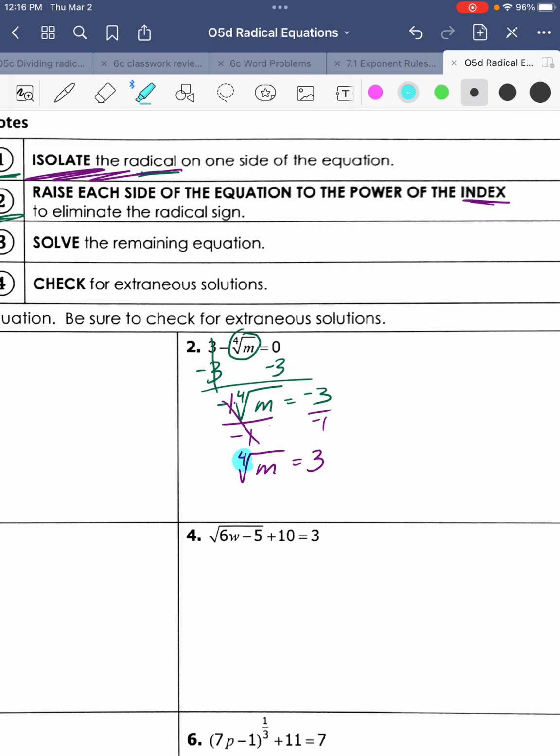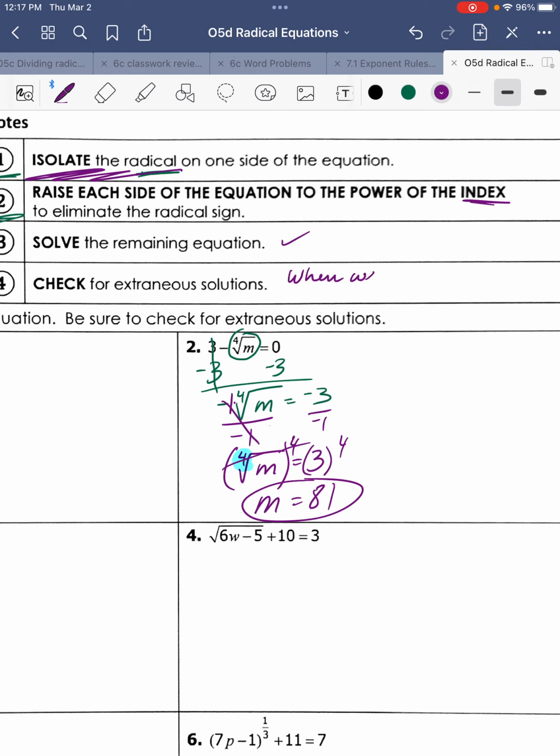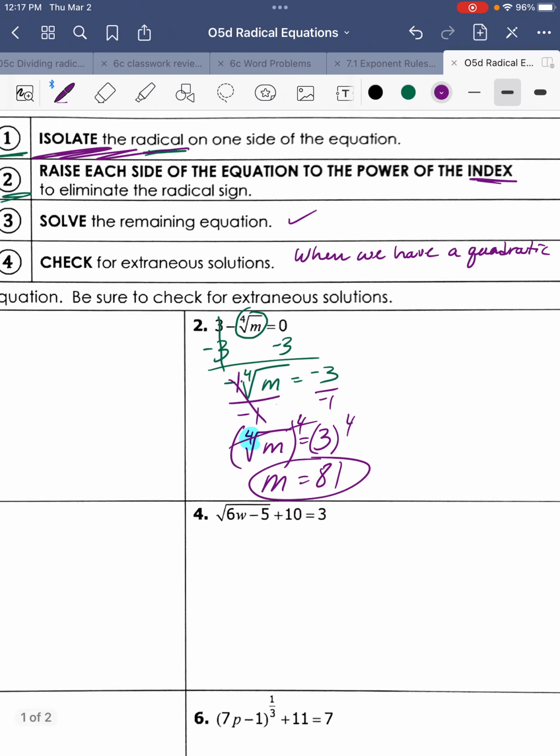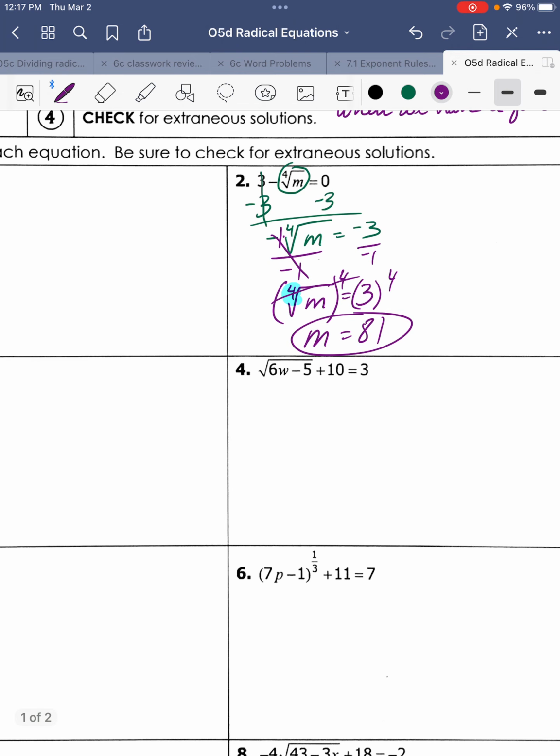The index is the root. It's a fourth root. So we're going to raise it to the fourth power and 3 to the fourth power. And that's going to be m equals 81. And solving the remaining equation, there isn't one, so that's it. You don't have to check. You only have to check for extraneous solutions when we have a quadratic. And at no point did we have a quadratic like an m squared.